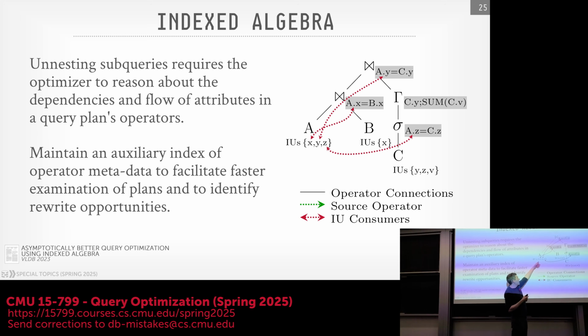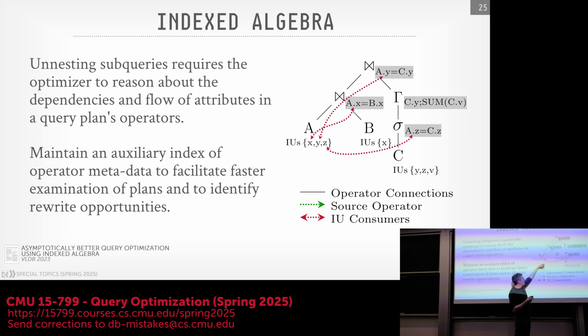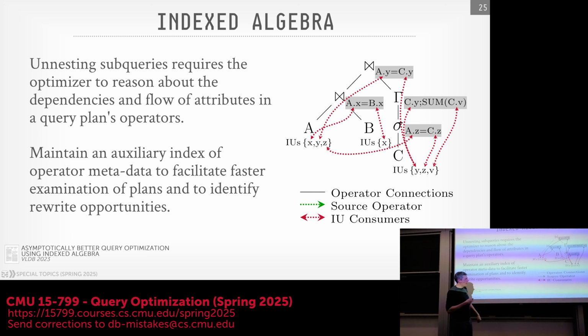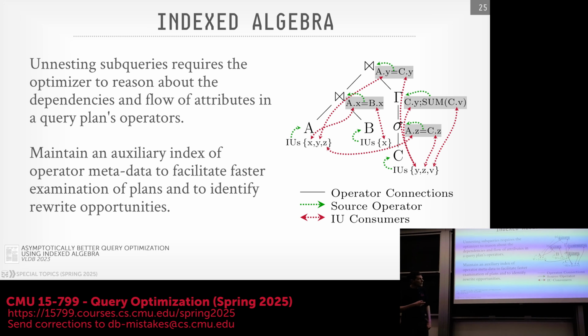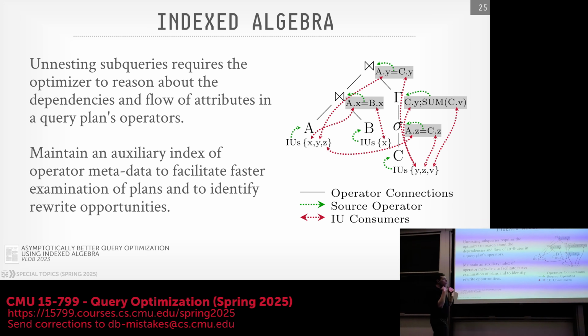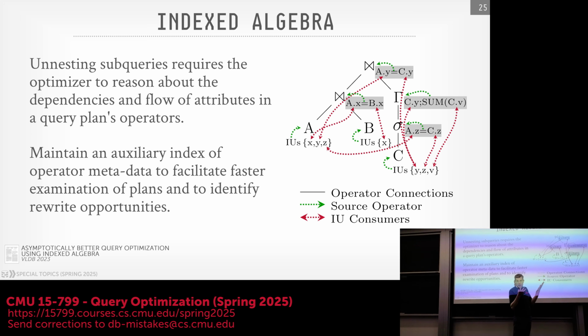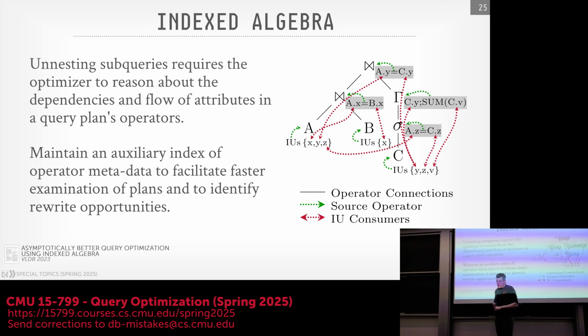In this case, A produces X, Y, Z, and you can see where A.X, A.Y, A.Z are being referenced. You would have the same consumer connections for everyone else. So before you start doing any optimization, you have the initial logical plan. We do a pass over this, generate this additional data structure, and then they keep referencing it later on when they actually do optimization.